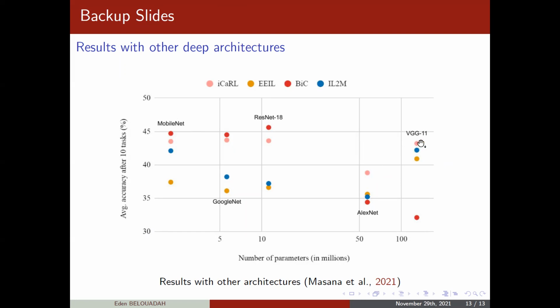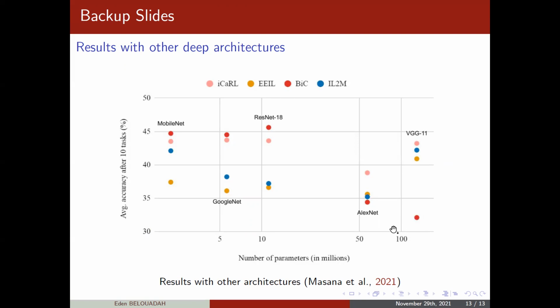However, if we test it on VGG net, it has the worst performance. This was kind of surprising, and they note this also for iCaRL, for example. However, they also tried to experiment with our method IL2M, and they found that our IL2M method is more stable compared to the other methods, because it does not perform in any case the worst or the best. It's not so extreme that it passes from the first position to the last position.